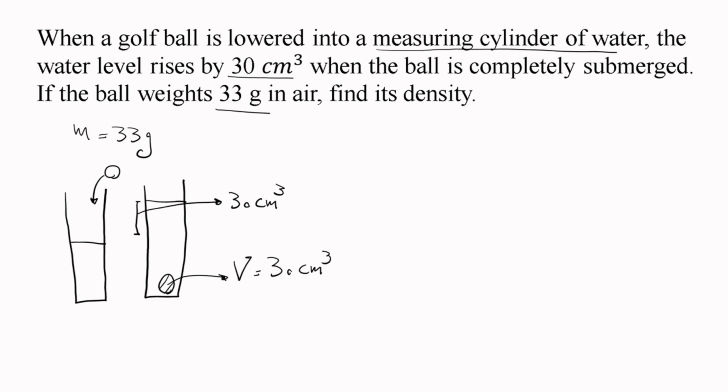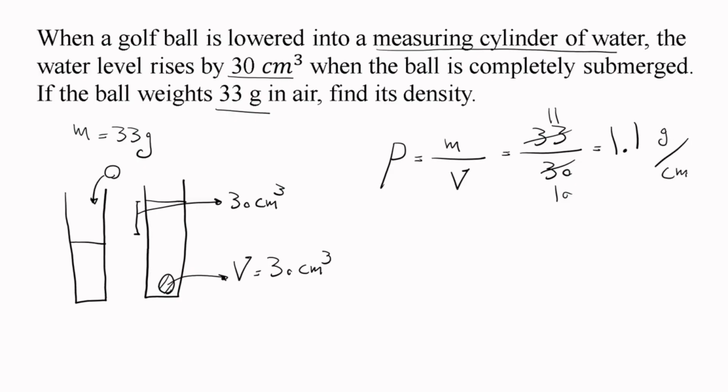So now I have the mass and I have the volume. Calculating density is gonna be really easy and units are corresponding. So I'm gonna write 33 over 30. I can simplify both of them by 3. It's gonna be 11 over 10. So I can write it as 1.1. And the answer is gonna be gram per cubic centimeters. Really easy.